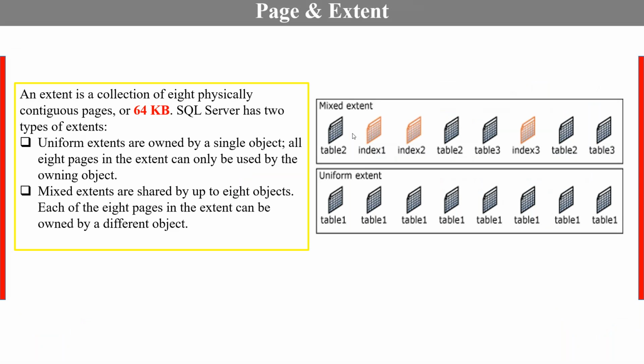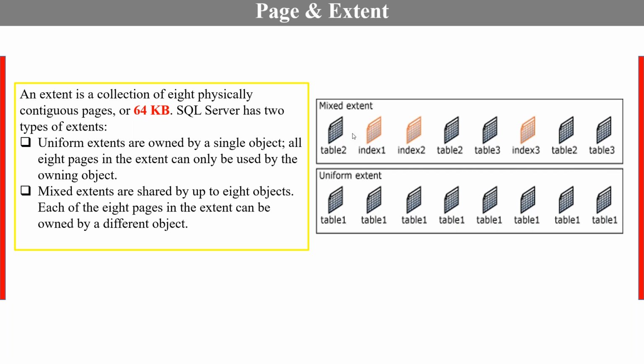Now, one of the interesting concepts is the extent. Here most of the people will get confused. On top of the page we have the extent, but the extent is also just a collection of pages. Don't get confused. An extent is a collection of 8 physically continuous pages. We'll call it one extent.